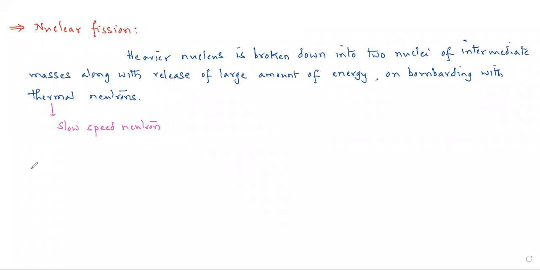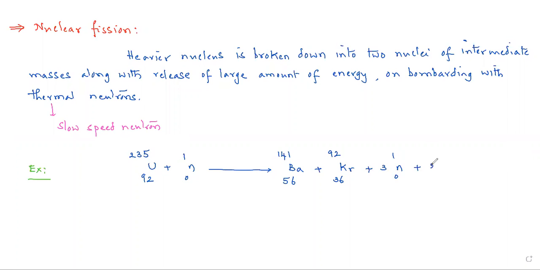Let me give you an example. See, when a uranium nucleus is bombarded with thermal neutrons, slow speed neutrons, we get two lighter nuclei of intermediate mass, barium and krypton, with the release of a large amount of energy, about 200 million electron volts.